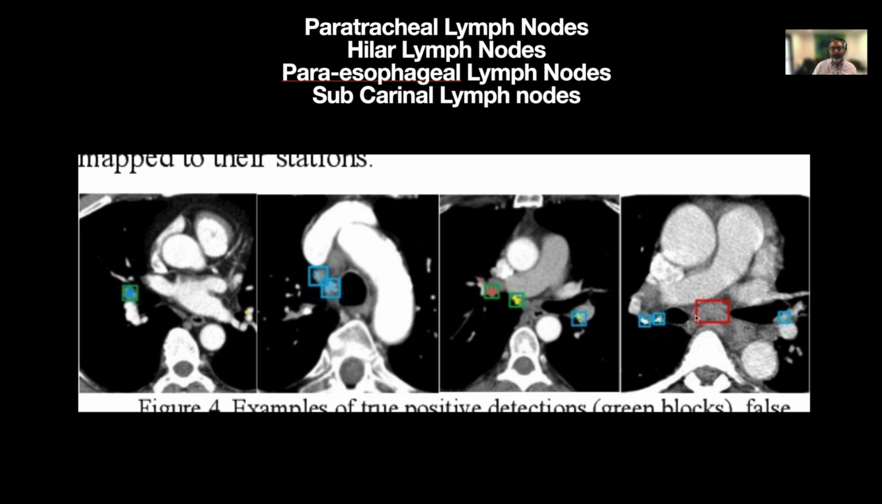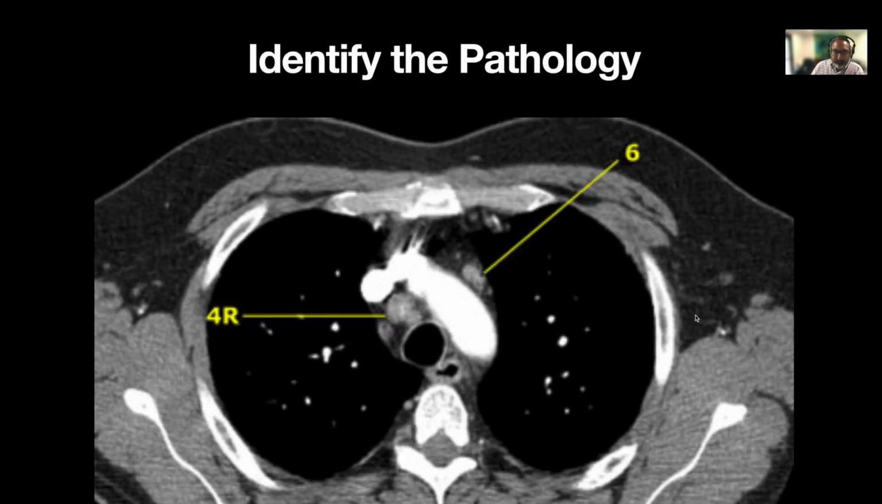Yeah, subcarinal are sort of like periesophageal, just under the carina. But good job. Well done. You've gotten the idea and the concept, so that's really good. All right. So where could these be?